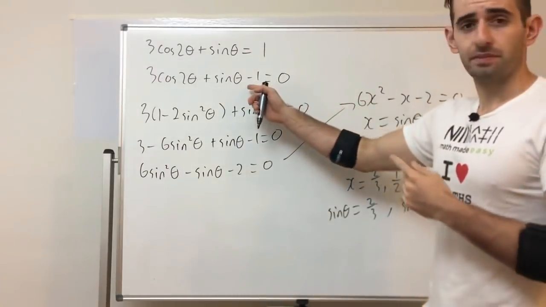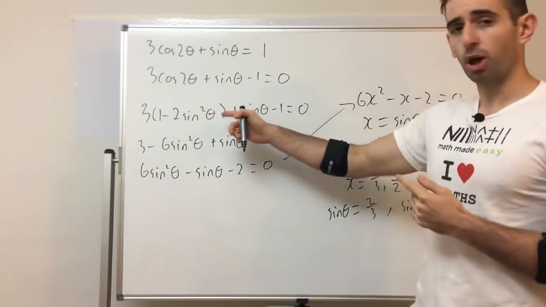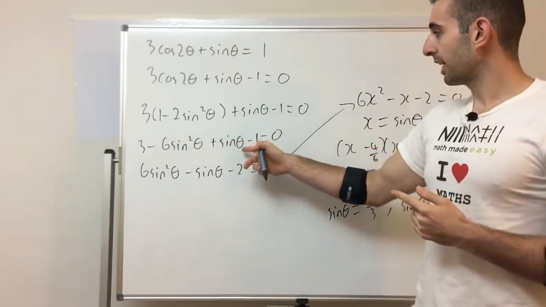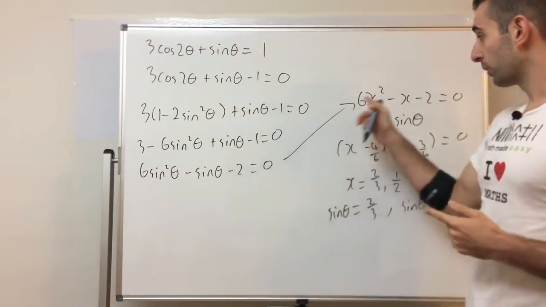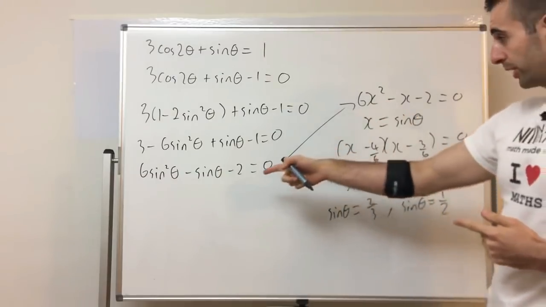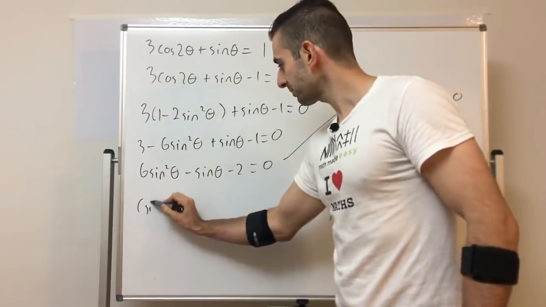Bring everything to one side. Can you factorize? No. I need to use an appropriate identity. Can you factorize now? Well, yeah. Now, I did not have to sub it in like that. I could have just written it down like this.